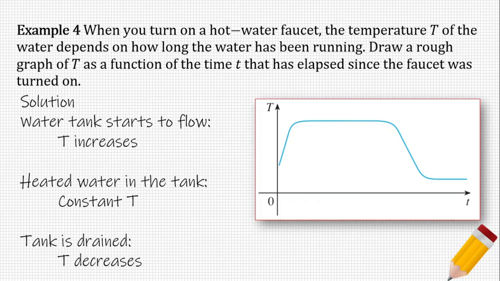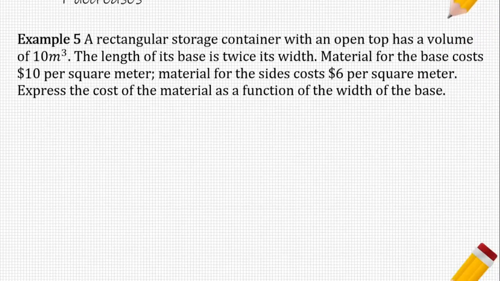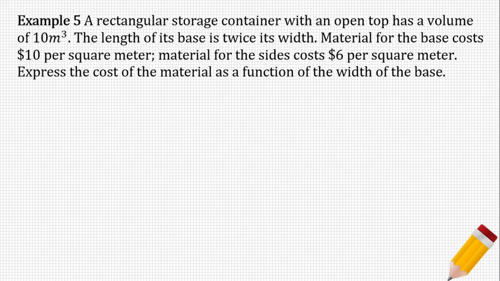In the following example we start with a verbal description of a function in a physical situation and obtain an explicit algebraic formula. The ability to do this is a useful skill in solving calculus problems that ask for the maximum or minimum values of quantities. Example 5. A rectangular storage container with an open top has a volume of 10 cubic meters. The length of its base is twice its width. Material for the base costs $10 per square meter. Material for the sides costs $6 per square meter. Express the cost of materials as a function of the width of the base.